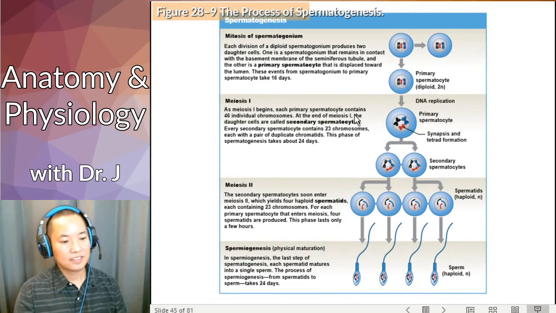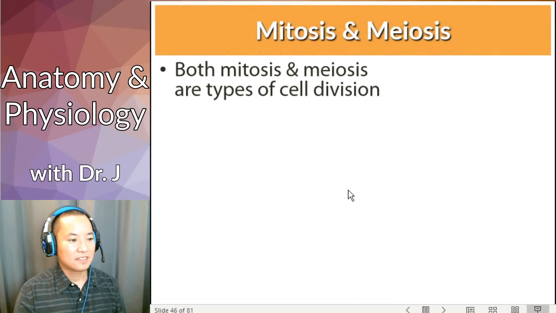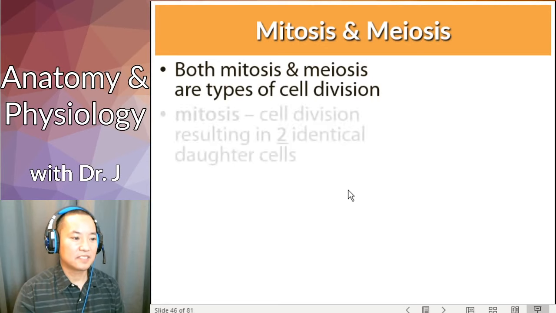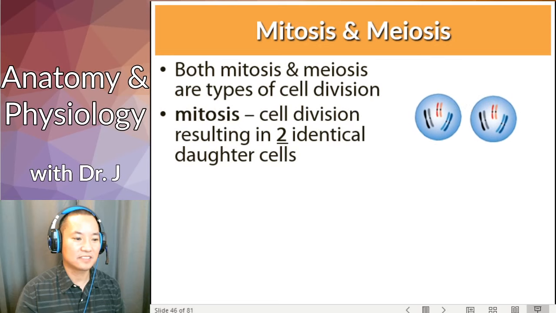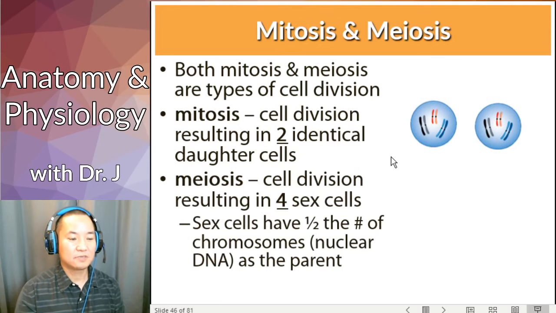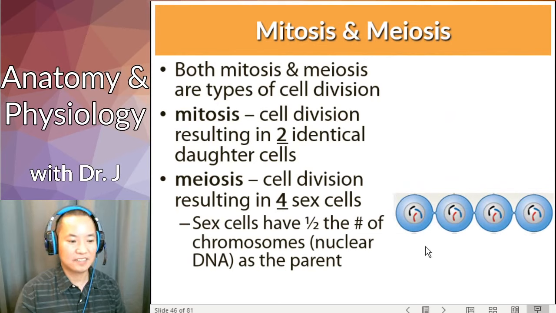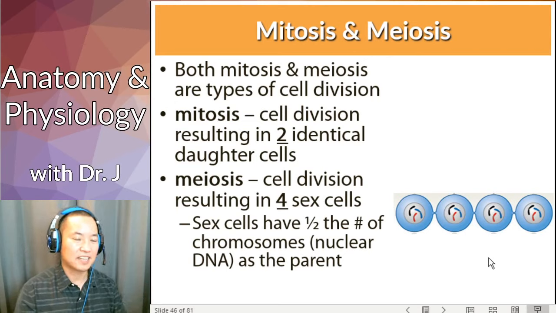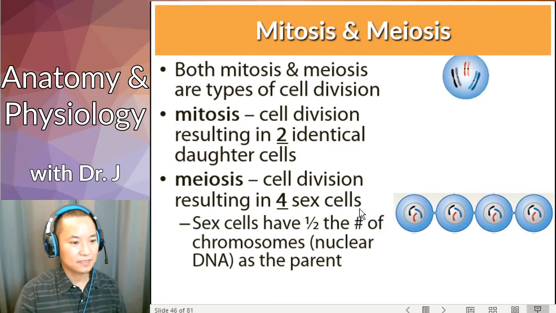So yes, both eggs and sperm are generated via meiosis. All right, so then they are both types of cell division. The main difference: mitosis gives two identical daughter cells, and meiosis gives four sex cells, but they have half the chromosomes of the parent. They also tend to be different from each other due to something called recombination, but that's a more advanced topic for a later class, maybe next semester.